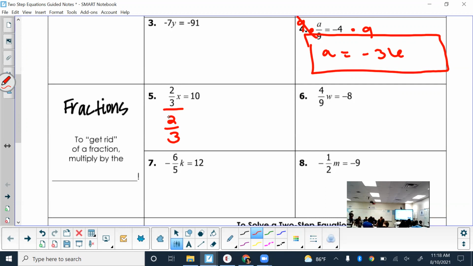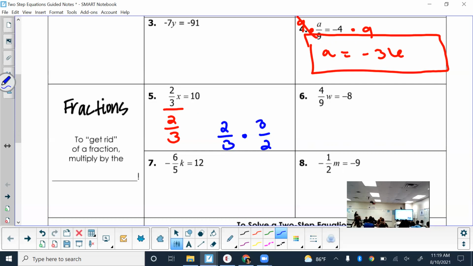Now, have you ever heard of that trick when you're dividing fractions, copy dot flip or keep change flip? So that means when you're dividing fractions, you keep or copy the first fraction, change the division to multiplication, and then you flip the other fraction. So instead of going through that whole process every time, you can just think of getting rid of fractions. You are actually multiplying by the reciprocal.